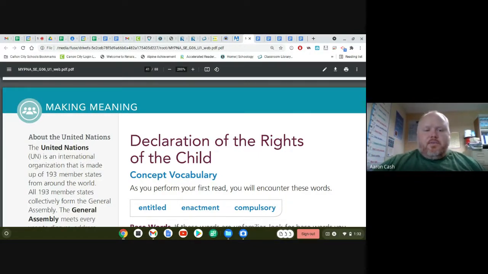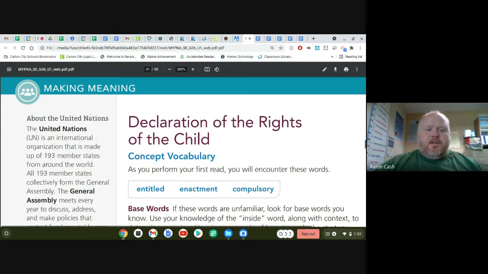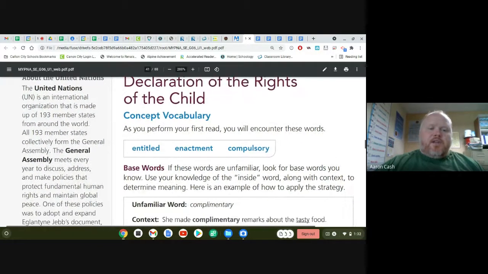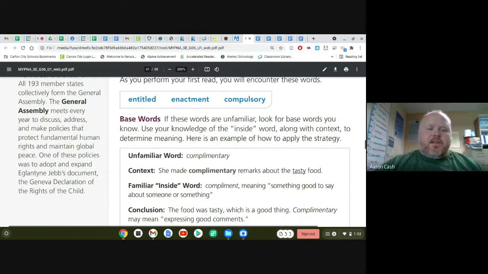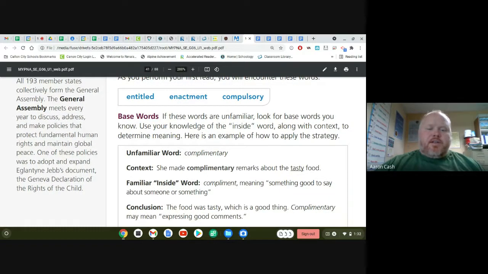So let's give you a little background about this document. This document was written by the United Nations. Over here it says the United Nations, or the UN, is an international organization that is made up of 193 member states from around the world. All 193 member states collectively form the General Assembly. The General Assembly meets every year to discuss, address, and make policies that protect fundamental human rights and maintain global peace. One of these policies was to adopt and expand Eglantyne Jebb's document, the Geneva Declaration on the Rights of a Child.